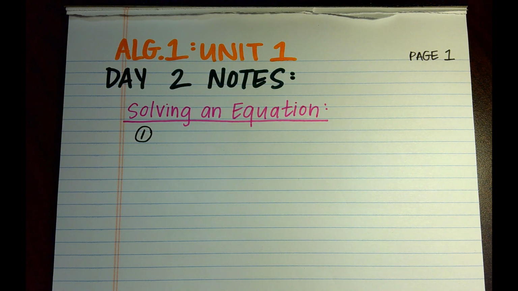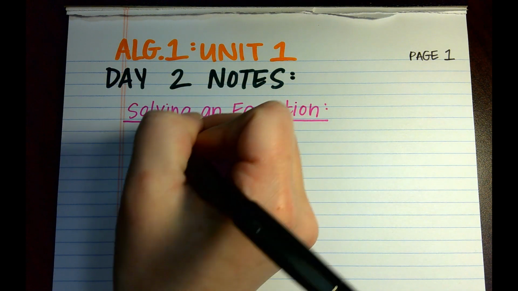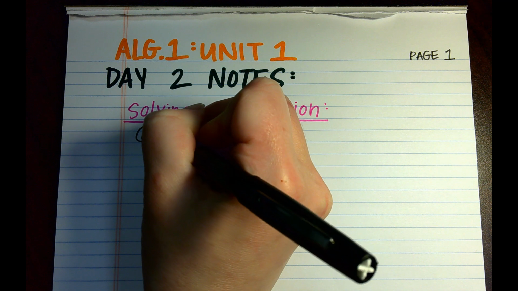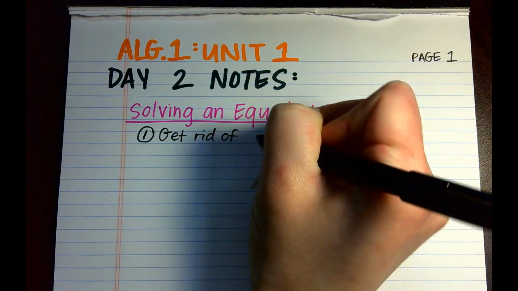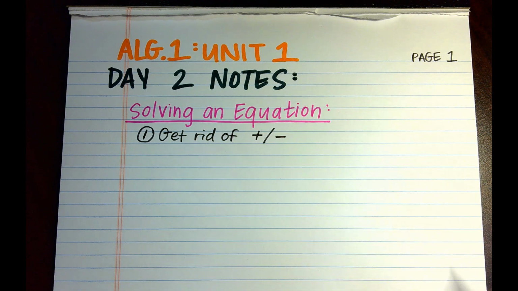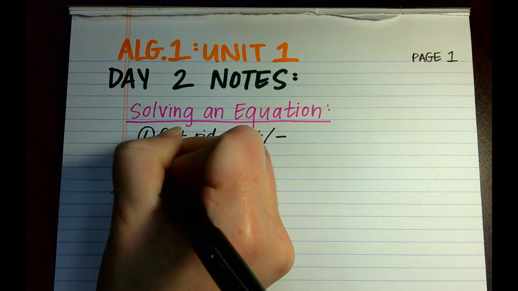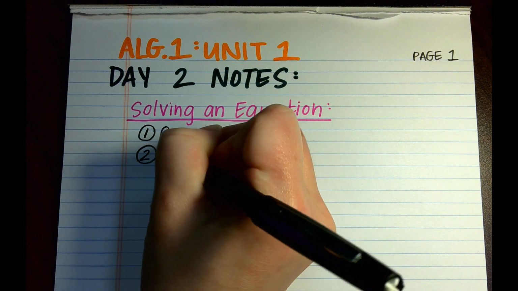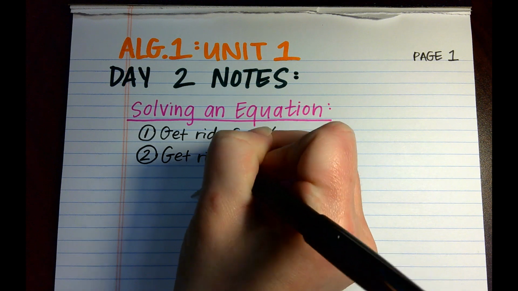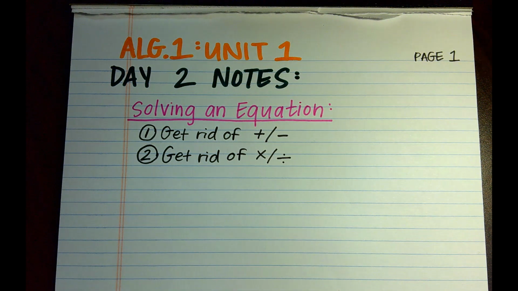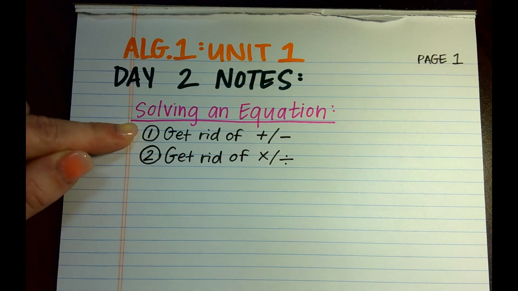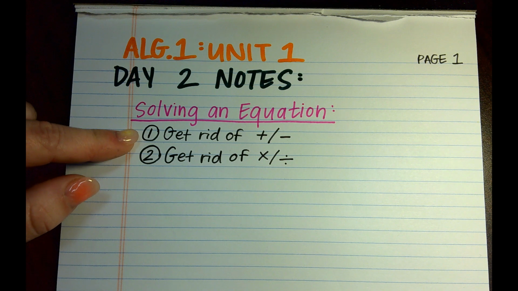Our first step is always, unless we have an exception, which I will talk with you about today, your first step is typically gonna be to get rid of any addition and subtraction. So I'm gonna write plus and minus. Then your second step is usually to get rid of multiplication and division. So you are gonna do step one over and over and over until there's no more step one left to do.